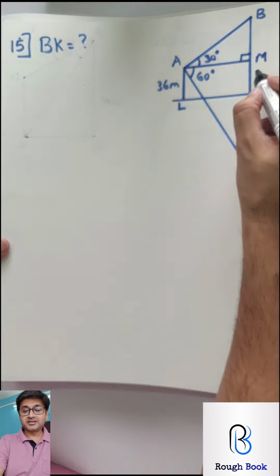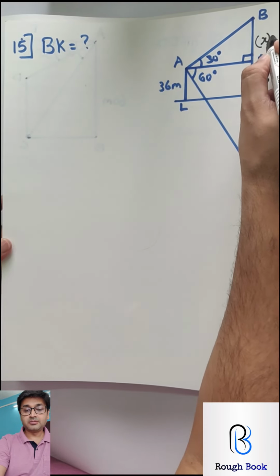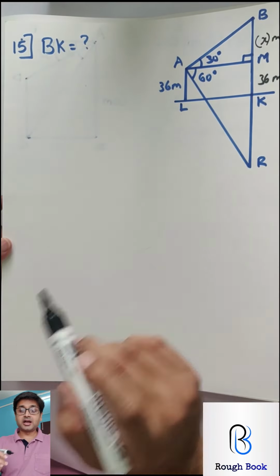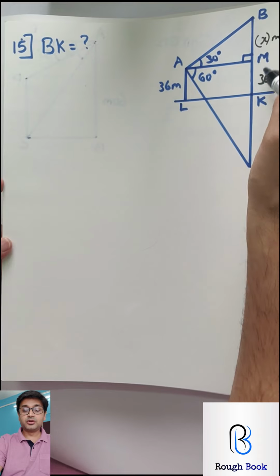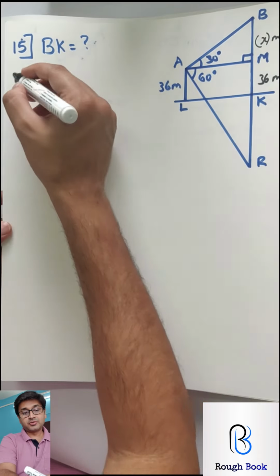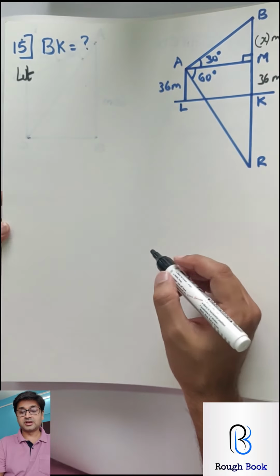If AL is 36, MK is also 36 meters. We'll consider BM as X. Our target is to find the height of the bird from the surface of the lake, that is BK, which will be X plus 36. So my first statement, be with me for some time. When I tell you to go ahead, then you can start on your own.